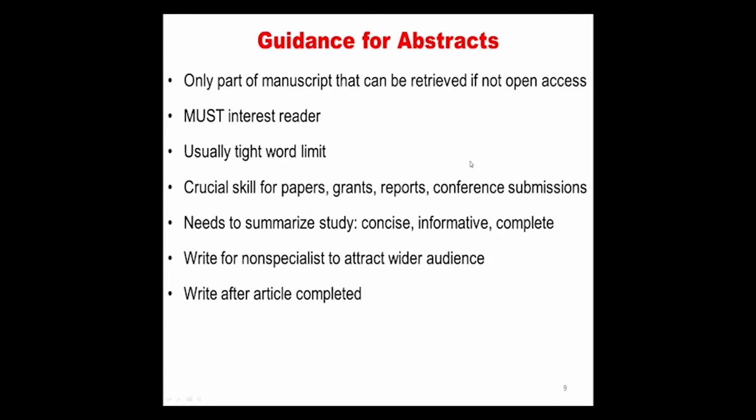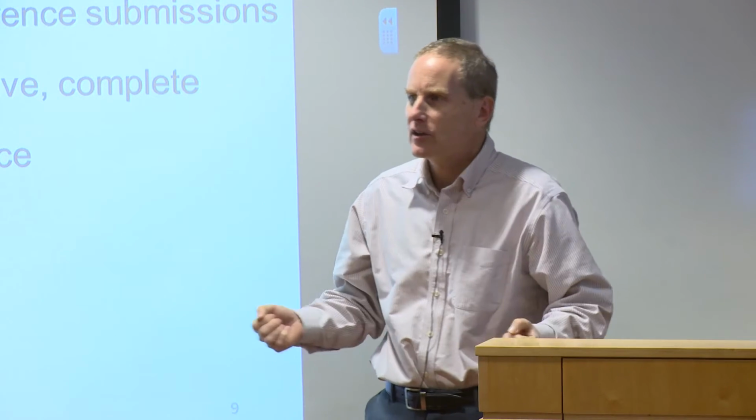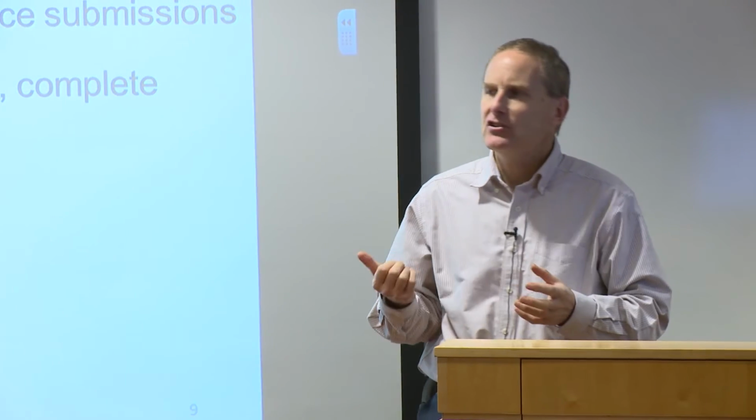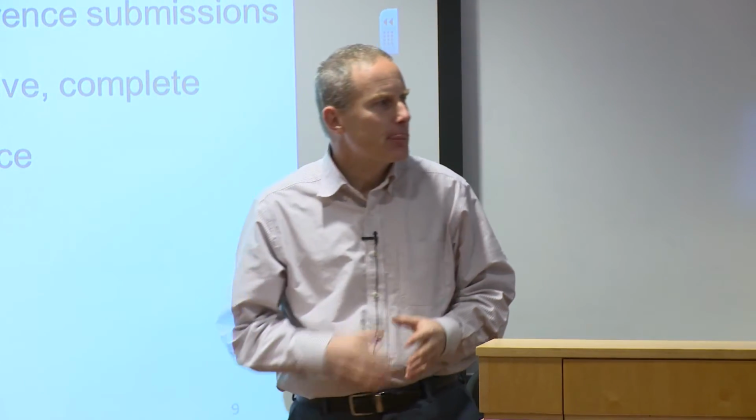So in that case, the only part of the article that you can look at without either having a library subscription or paying for it is the abstract. Therefore, the abstract is crucial because somebody's not going to go get the article unless they like the abstract. It has to interest the reader. A boring abstract, even if you have the most wonderful paper in the world, nobody's going to look at it.